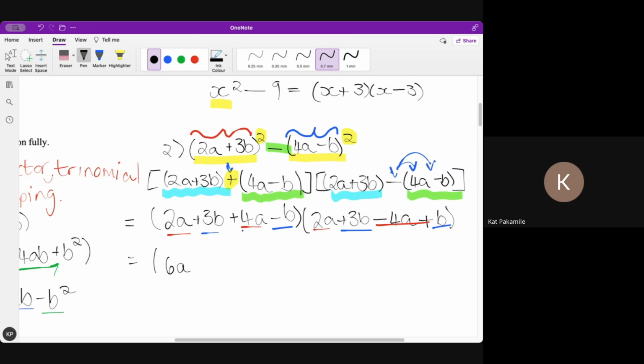And what is 3b minus b? Plus 2b. Great. 2a minus 4a. Negative 2a. And 3b plus b, plus 4b. Lovely. Are we done?